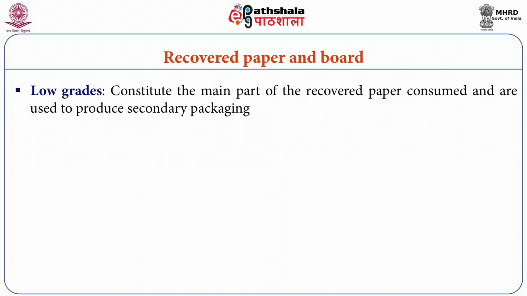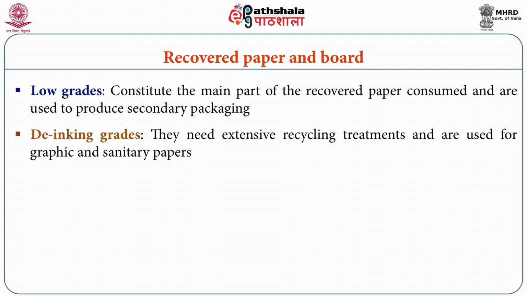First one is low grades. These are used to produce secondary packaging papers and boards and are not intended to be in direct contact with the food. De-inking grades, they are usually also considered as low grade because they need extensive recycling treatments. These are for the graphic and sanitary papers.